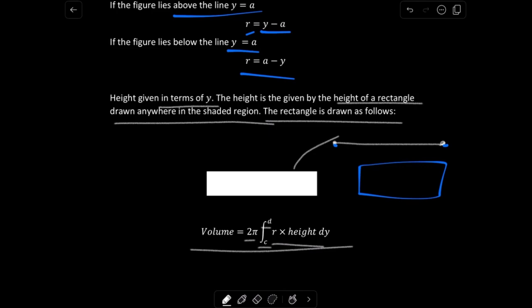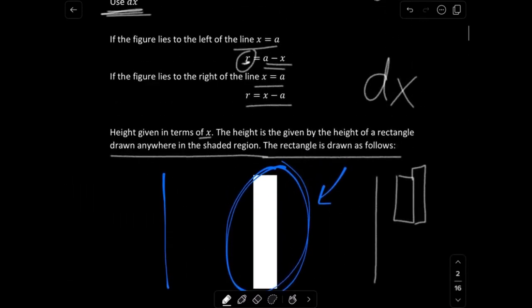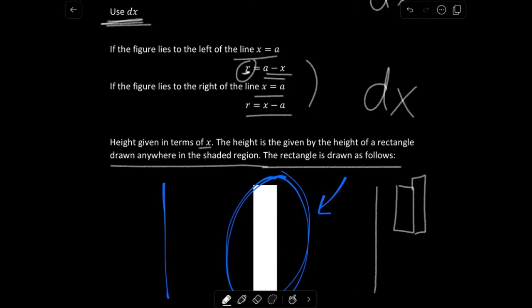Just one more thing that I want to point out in case you're having trouble memorizing this. Is it x minus a? Is it a minus x, y minus a, minus y? This is what I want you to remember.